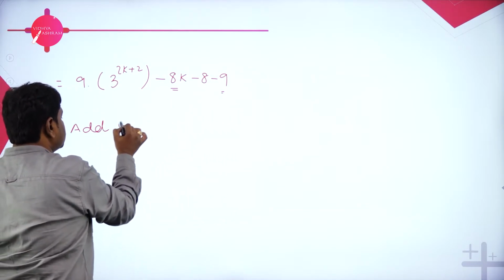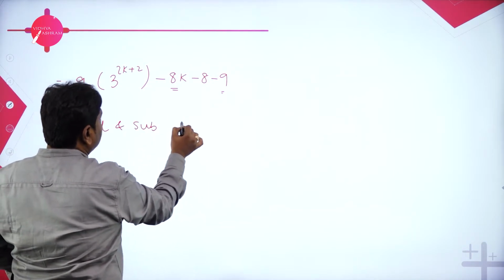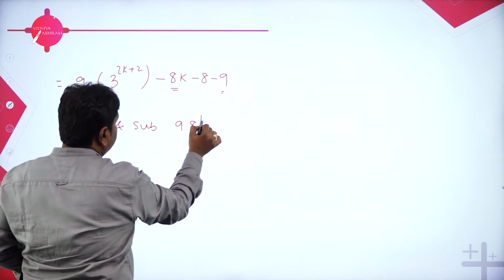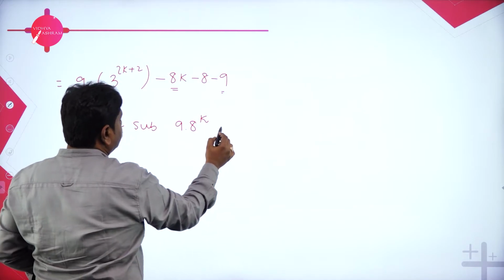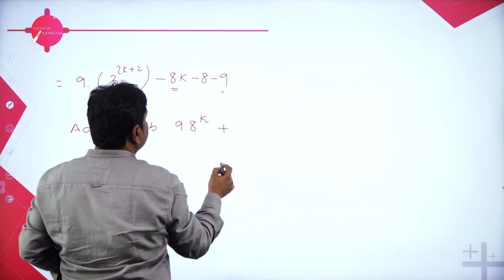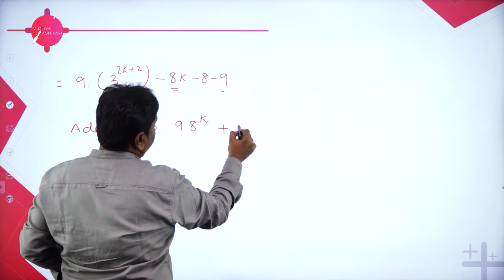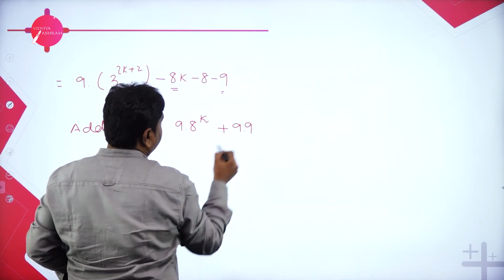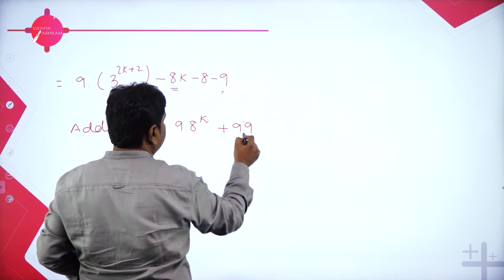This is a crucial step. Add and subtract 9 times 8 power k plus 9 times 9. 9 times 9 is 81. I will say 9 times 9 only.